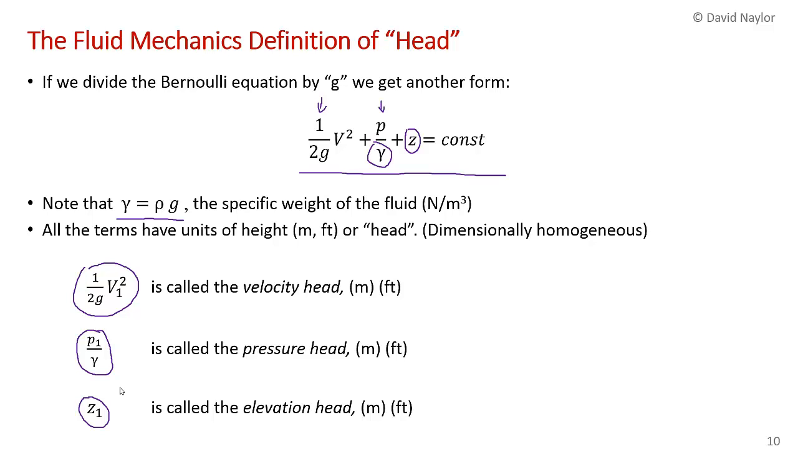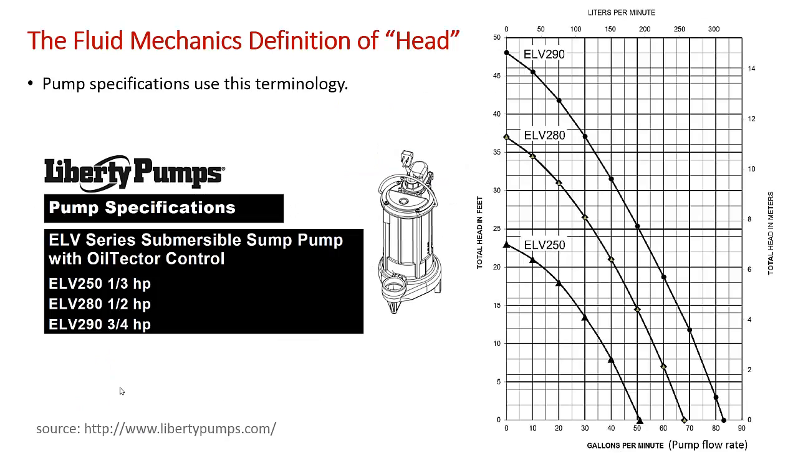If you just go to the web and you try to purchase a pump, for example, it'll assume that you know what head is. And I just Googled pump specs and I came up with this, a company called Liberty Pumps that makes submersible pumps. And here's 3 different submersible pumps. They're different models. They make a 1/3, half horsepower, half horsepower, and 3/4 horsepower submersible pump.